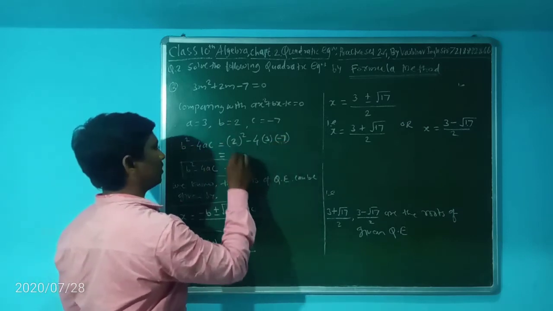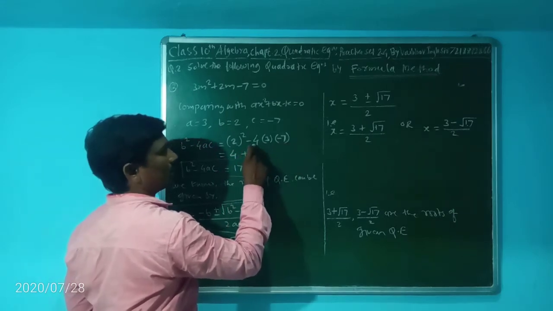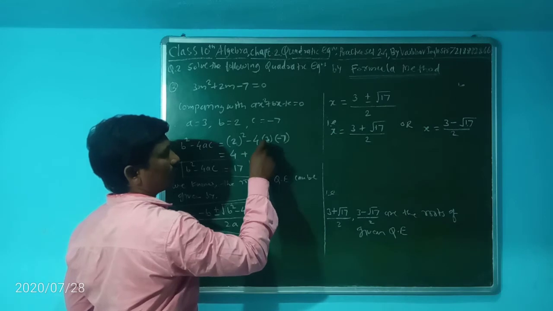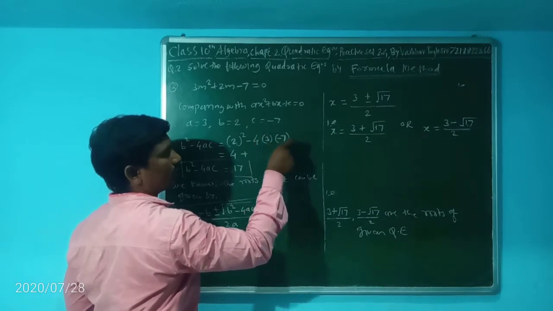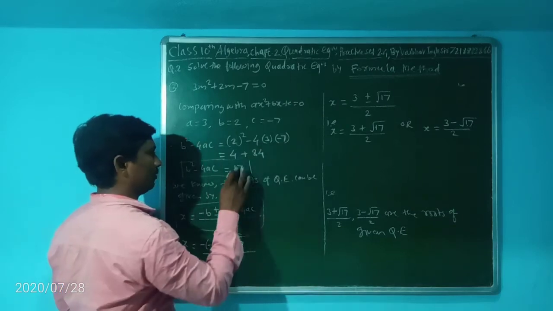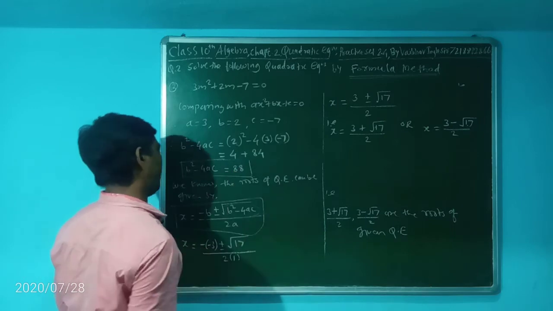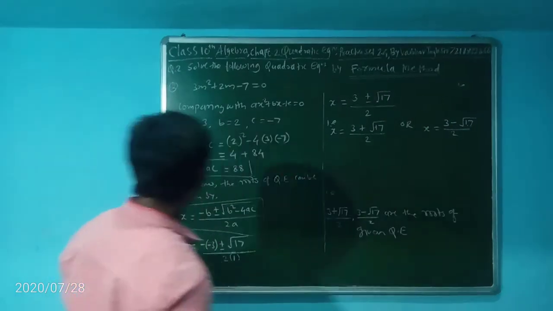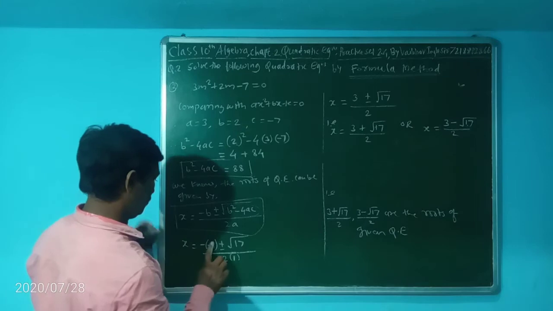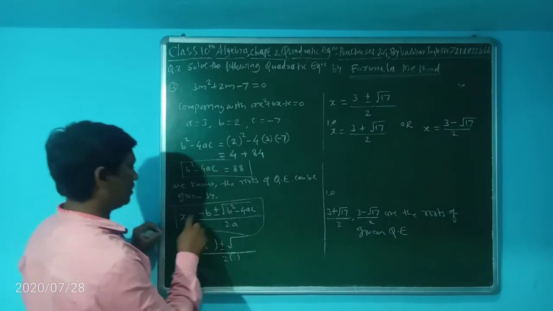So just simplify this. 2 square, that is 4, minus into minus plus, 4 3s are 12 and 12 7s are 84. So this will be 84 plus 4, that will be 88. Okay, now put the values in this formula.